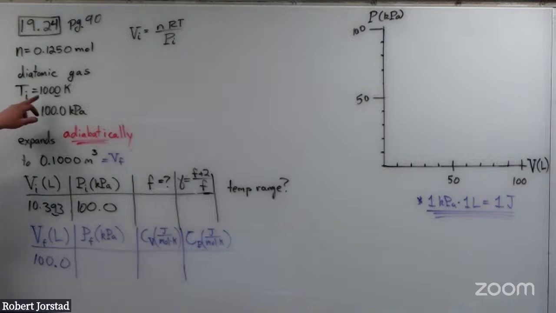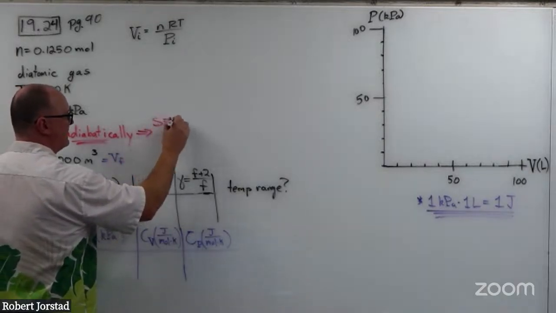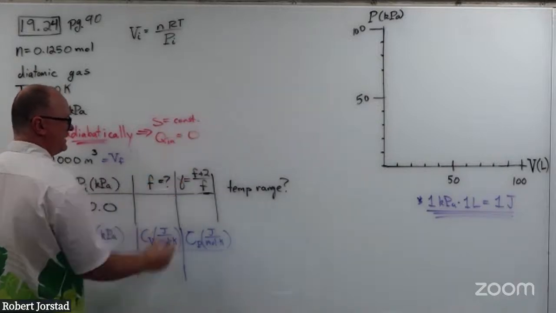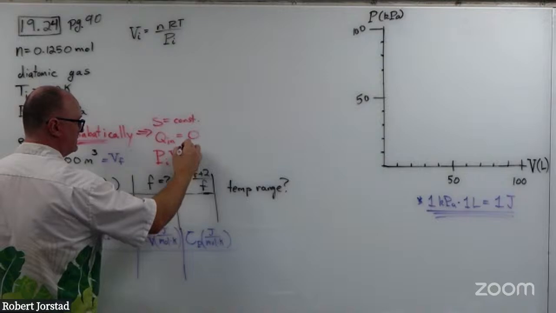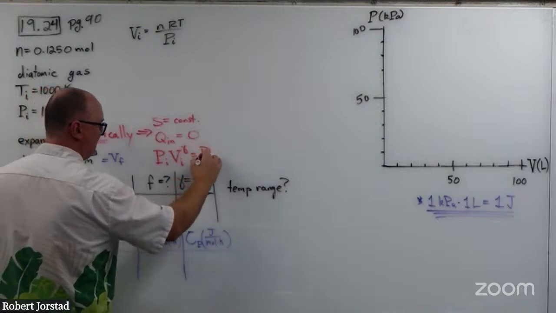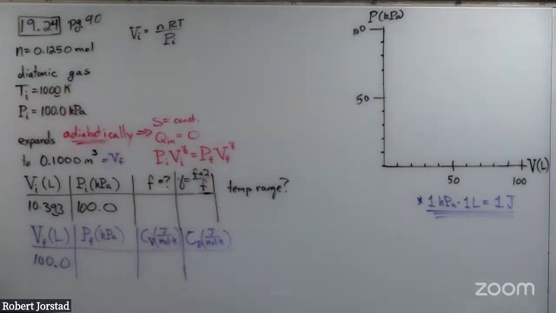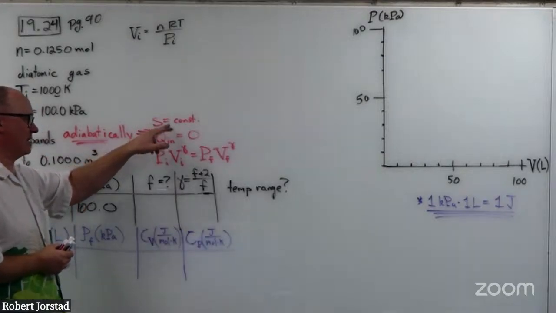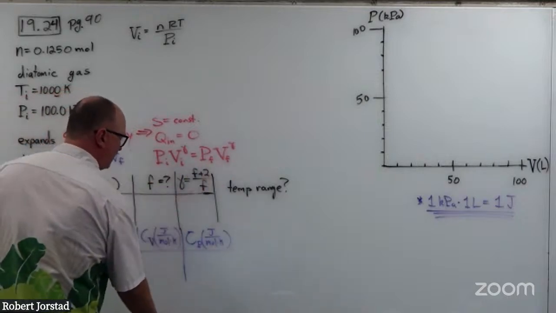I know the initial temperature is 1,000. It expands adiabatically. What was adiabatically? S, entropy is constant. That doesn't help us much. But I also know Q in is equal to 0. And lastly, I know P initial V initial to the gamma is equal to P final V final to the gamma. All right, so Q in is going to help me at the end of the problem. Entropy, we're not talking about that until the end of next chapter. So this result is probably going to be the one that helps us out.